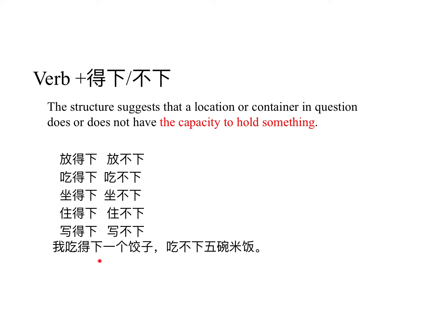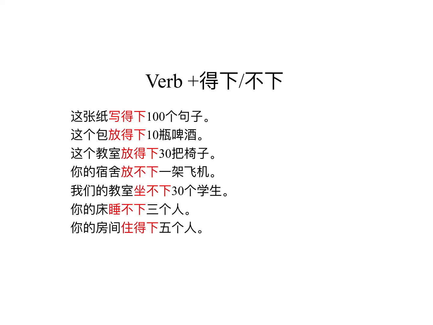我吃得下一个饺子,吃不下5碗米饭. It is possible for me to eat 1 dumpling, but impossible for me to eat 5 bowls of rice. You can also translate it into I can eat 1 dumpling, but I cannot eat 5 bowls of rice. More examples. 这张纸写得下100个句子. So this paper has a capacity for 100 sentences. 这个包放得下10瓶啤酒. So we can put 10 bottles of beers into this bag.